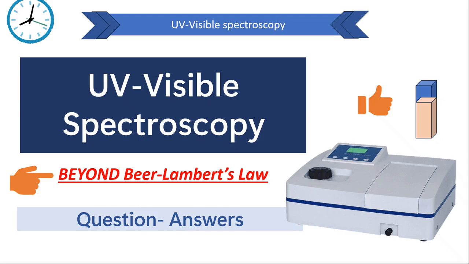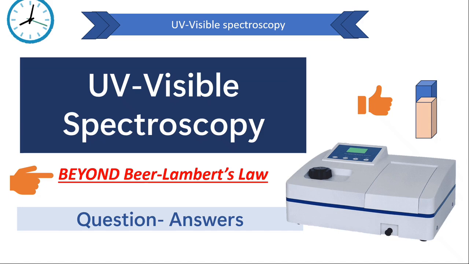UV visible spectroscopy is one of the simplest and most widely used analytical techniques. But what happens when your sample doesn't follow the rules? In today's video, we are going beyond Beer-Lambert's law. We will explore why deviation occurs, what factors affect absorbance. Whether you are a student, analyst, or working scientist, this will help you understand your data at a deeper level.